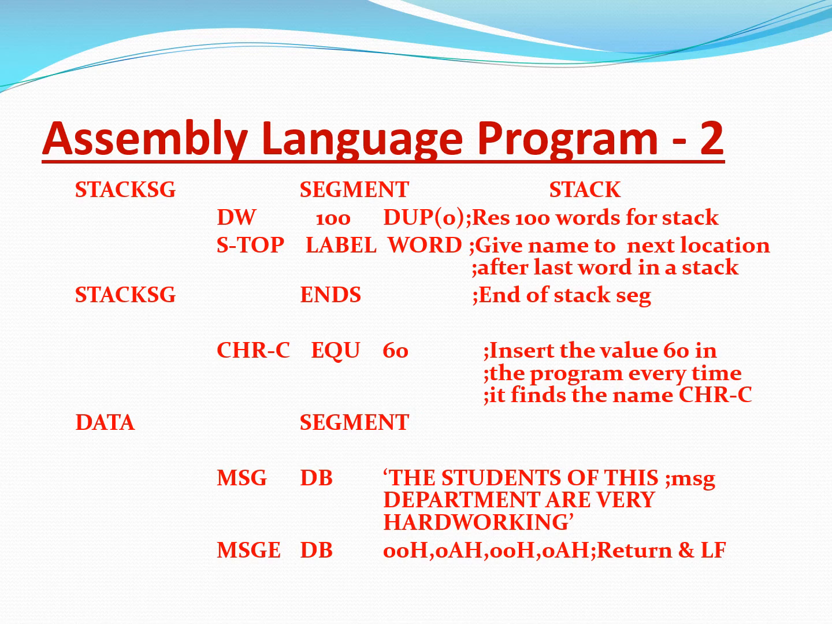CHR_C equal 60. Roughly, we are storing the number 60 because we feel that our string will have about 60 characters, including the spaces, the inverted commas, etc. So it means insert the value 60 in the program every time it finds the name CHR_C, or character C.